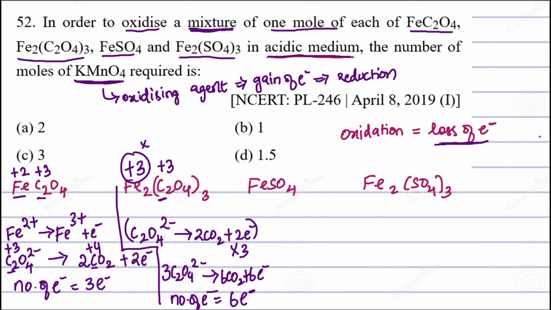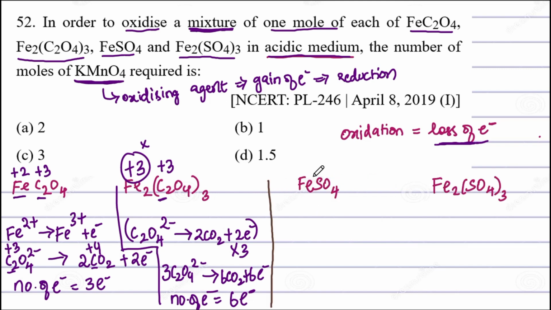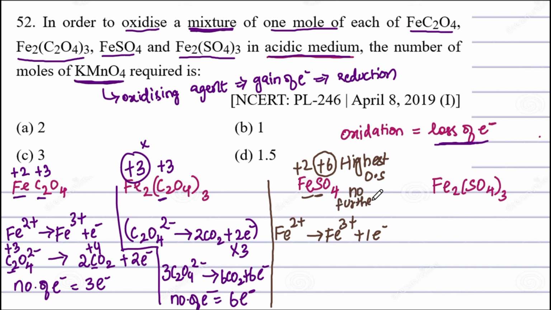Now let us go to the next one. FeSO4 is given. Sulfate ion has a charge of -2, therefore the oxidation state of iron is +2. So Fe2+ will be converted to Fe3+ by the loss of 1 electron. Then what is the oxidation state of sulfur? In sulfate ion, it is present in the +6 oxidation state, which is the highest oxidation state it can exhibit. So no further oxidation takes place for sulfur. So here oxidation of iron alone takes place, and the number of electrons involved is 1 electron.